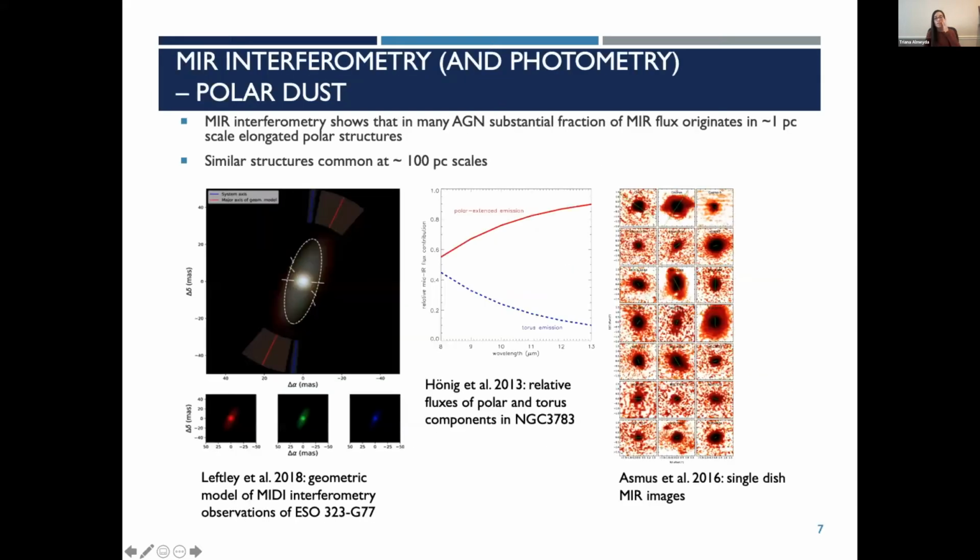Our unification models, like I showed before, assume that the obscuring dust structure is in the shape of a circumnuclear torus. However, within the last decade, it's been shown that a substantial amount of the mid-infrared emission from AGN is actually found to be elongated along the polar axis. This is proposed to be the result of dusty outflows due to accretion disk radiation or thermal pressure, although the mechanism is still not clearly known or understood.